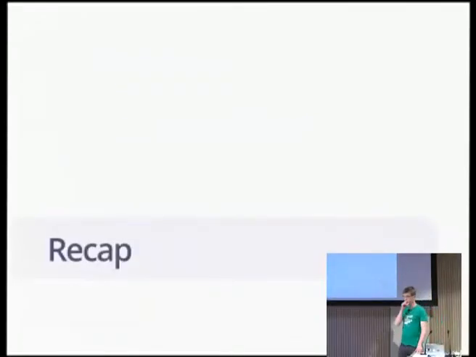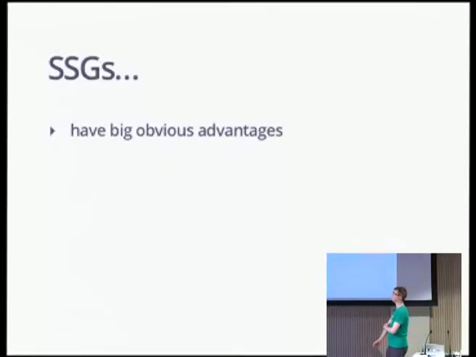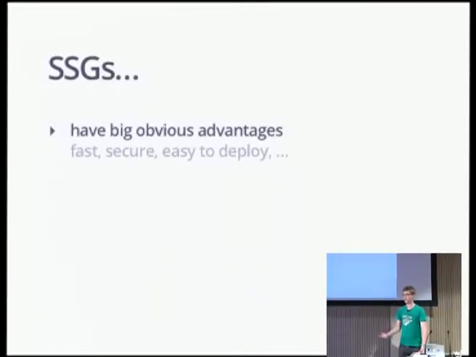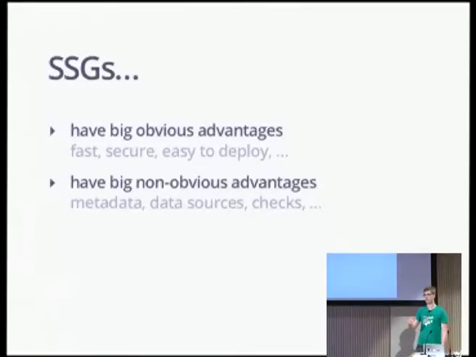So to recap what I've said, static site generators, they have really big obvious advantages. So they are fast, they are secure, very easy to deploy and preview, etc. But they also have some advantages which are not obvious at all on first sight. So you think, well, the metadata, okay, maybe that should be one of the obvious ones, but that gives you a lot of power, like basically free form data that you can modify and compile, etc. Data sources also. Without data sources, the FOSDEM site wouldn't exist as it is right now.